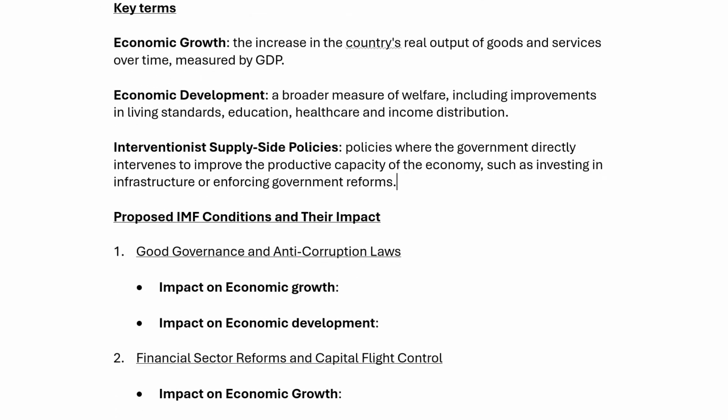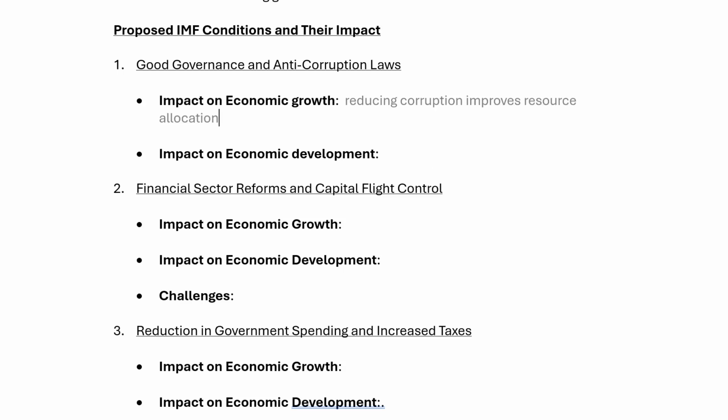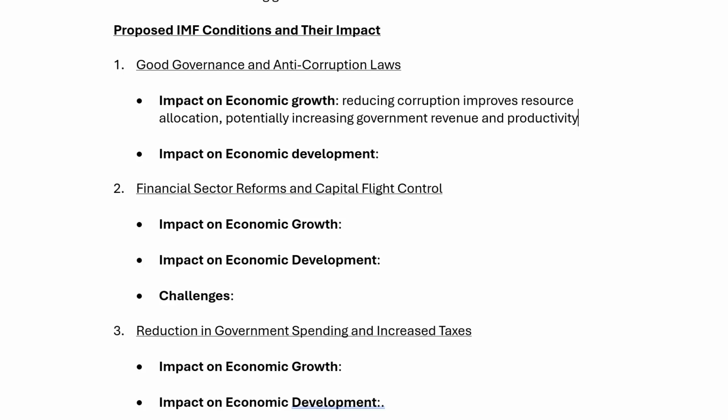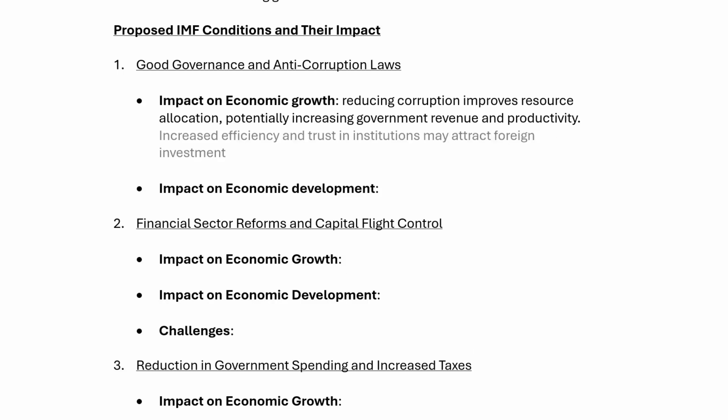Okay, so that'll do us for the key terms. Next, I'm going to go through each of those IMF conditions, and we'll analyze the impact. So the first one is good governance and anti-corruption laws. So how's this going to affect the economy? Reducing corruption improves resource allocation, potentially increasing government revenue and productivity. Increased efficiency and trust in institutions may attract foreign investment, shifting the aggregate supply curve outward.